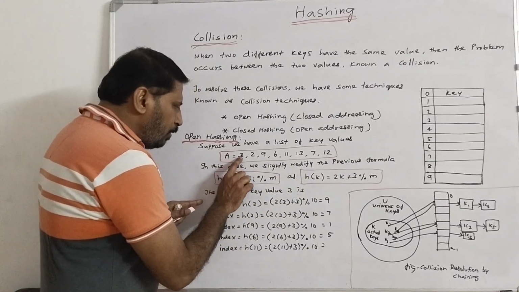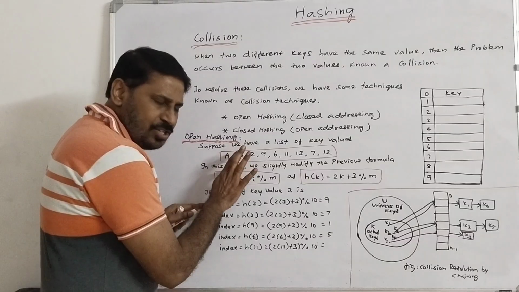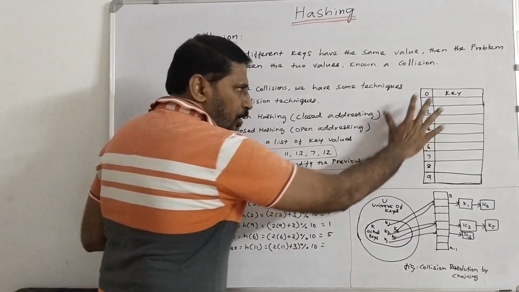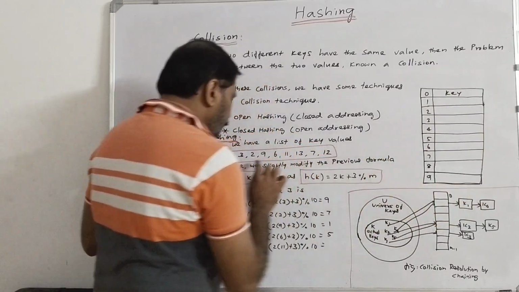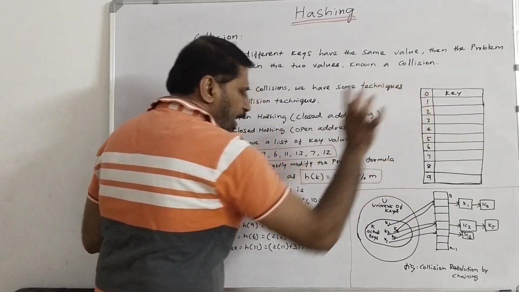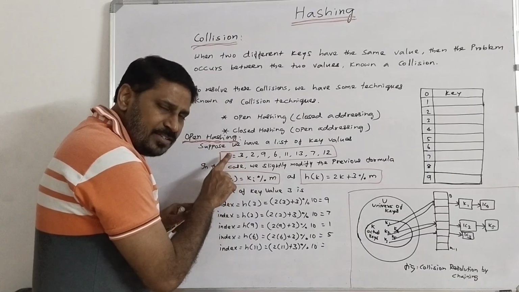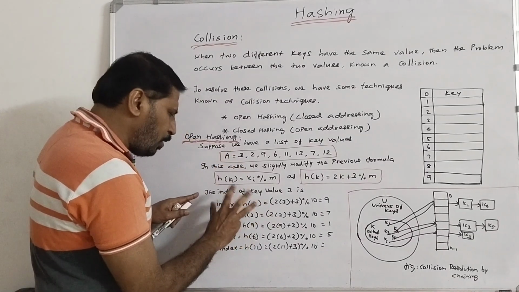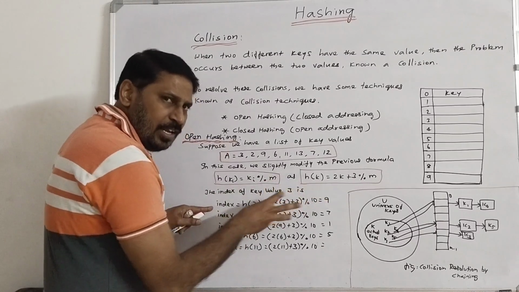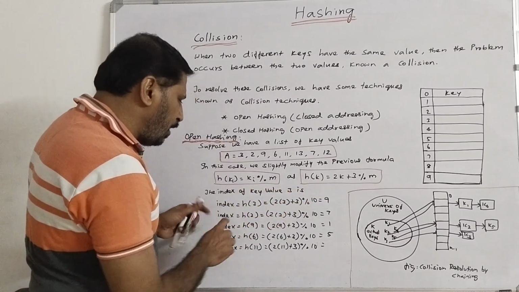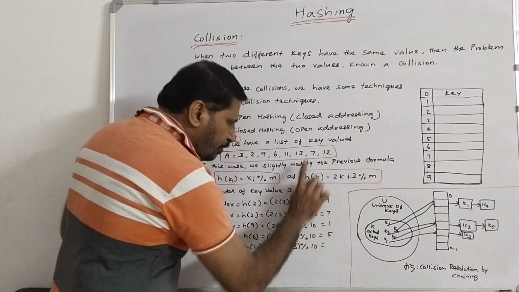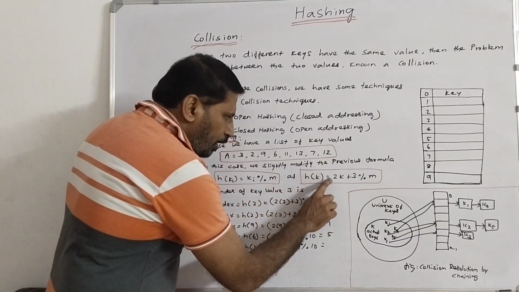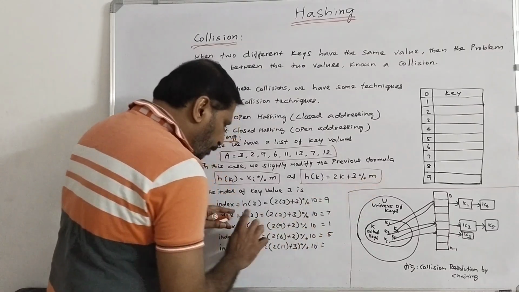Suppose I am taking the value from here. This is the actual value. So I am going to store the actual value in the hash table. For example, I am taking the hash table here. Before that, for each and every value, I am going to calculate the index of the particular key. Okay. So how can we find the index? We take this formula and calculate the index. What is the formula? h of k equal to 2k plus 3 modulo m.